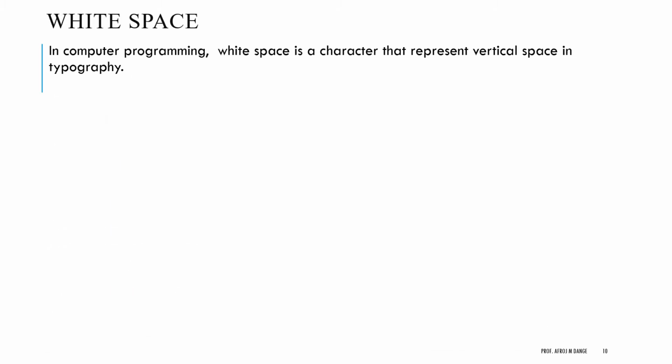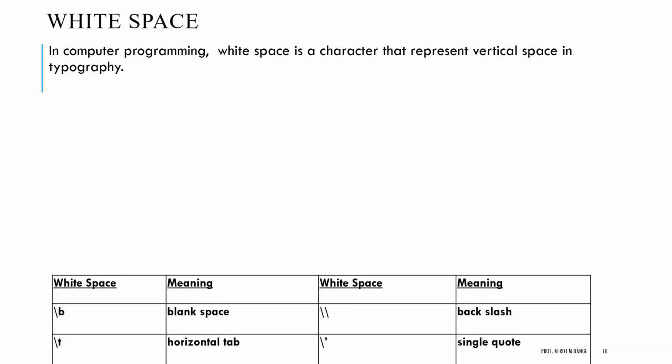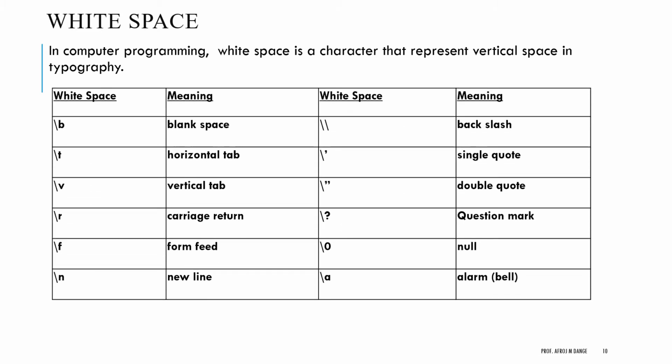Now the next and last one, white space. White space means you just put the character for it, but there is no printing material there. In computer programming, white space is a character that represents vertical or horizontal space in typography. So these are the white space.